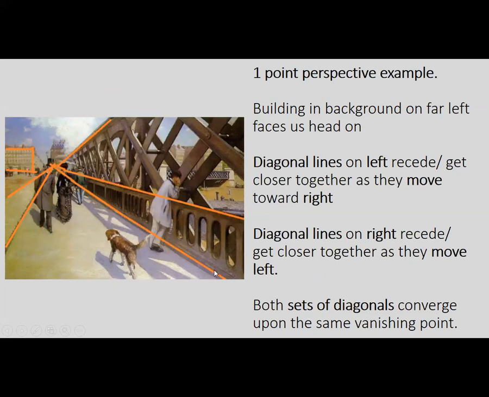And the diagonal lines on the right, along the railing, along the top of the bridge, they're further apart here, and they're getting closer and closer together until they converge and meet at the same point that those on the left met and converged upon. So when you're thinking about one-point perspective, the lines on the left and the lines on the right, in this case, are angling so that they're getting closer and closer together and they're going to meet. They're moving toward one another.